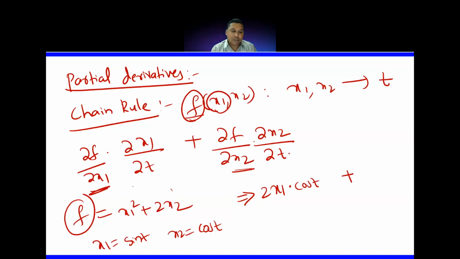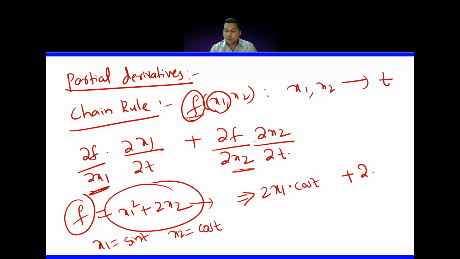Now find out the derivative of this function f with respect to x2. x1 is constant so it is 0, and 2x2 becomes 2. Now that x2 with respect to t. So what is the derivative of cos t? It is minus sin t.